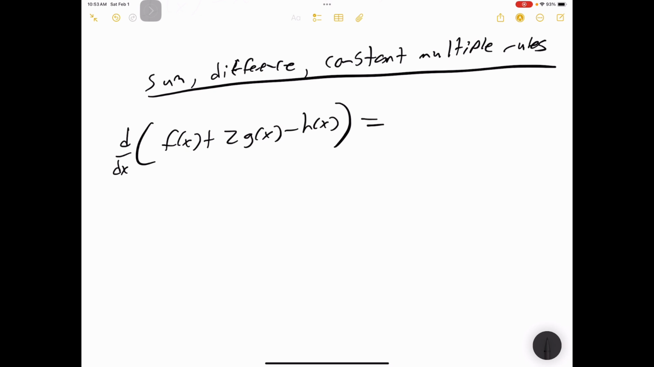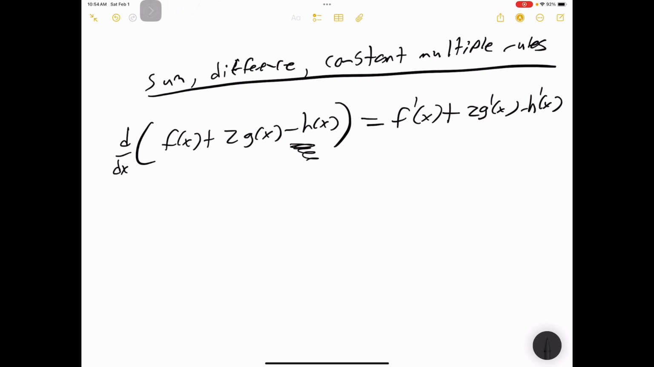Our derivative here would simply be the derivative of f of x is f prime of x, plus the derivative of 2g of x is going to be 2g prime of x. Notice that that constant multiple just sticks around, minus h prime of x. Here we can think of a negative sign as a negative 1 in front of h of x, so that's almost the same thing as the constant multiple rule.